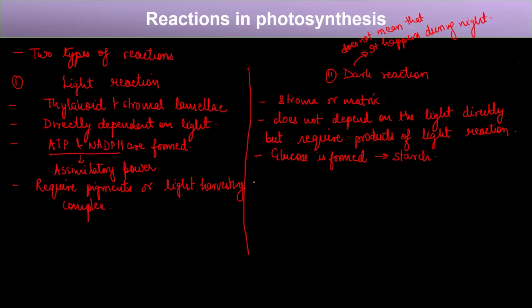Now, what is required during the dark reaction? In the dark reaction, it is an enzymatic reaction. So it requires enzymes, right? And what enzyme is required? It requires rubisco. Rubisco is an enzyme that catalyzes the formation of glucose, and this glucose formation takes place in the dark reaction, right? So this is the difference between the light reaction and dark reaction.